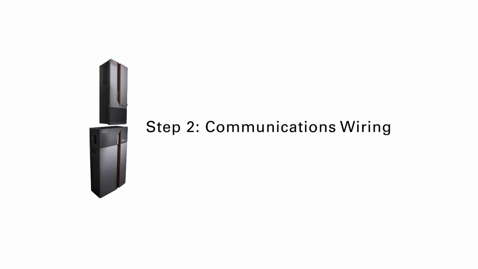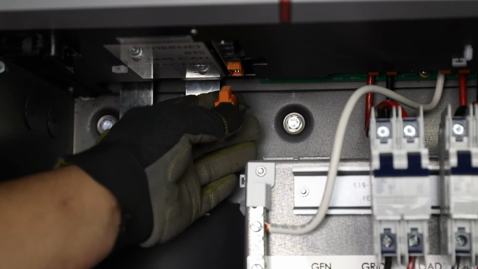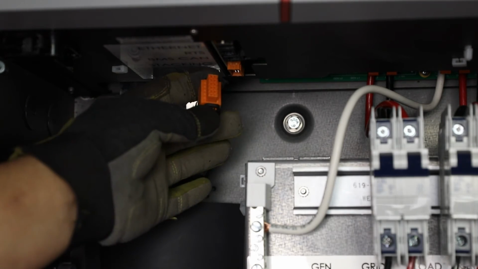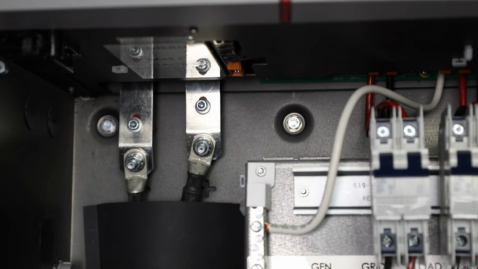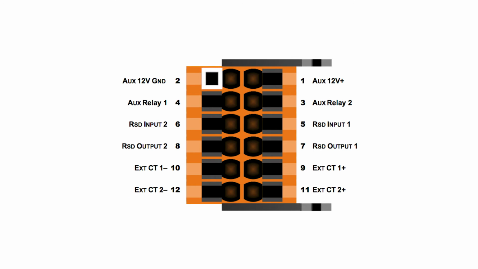Step 2. Communications wiring. The entire auxiliary terminal block may be unplugged from its socket for easier wiring by turning both black levers or pulling it away from its own socket. To insert wires, push on the release square with a small tool such as a screwdriver or paperclip.